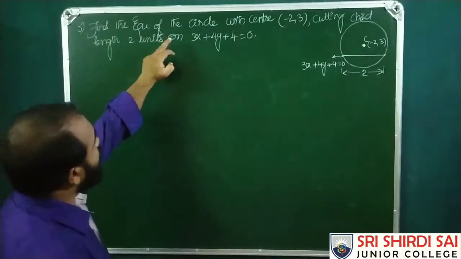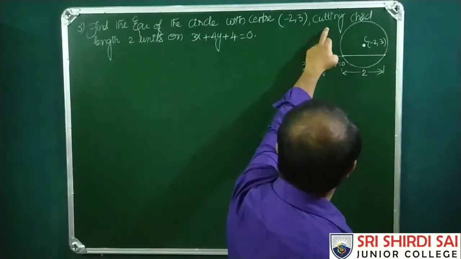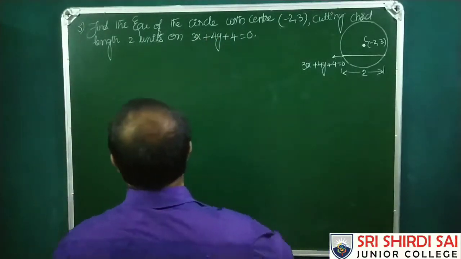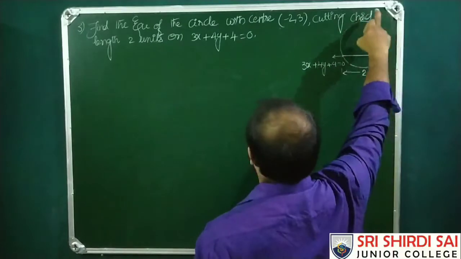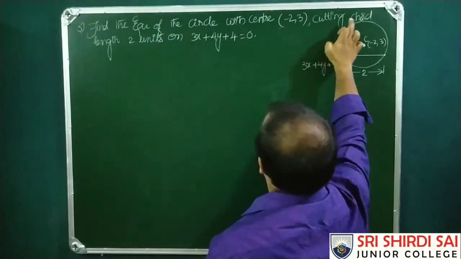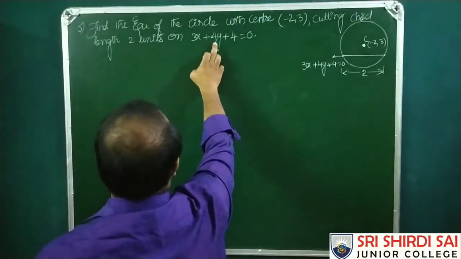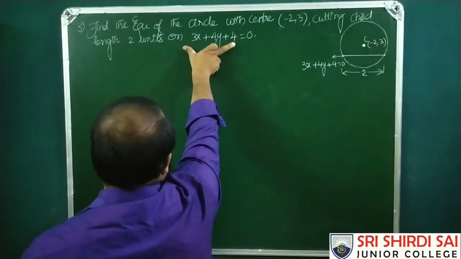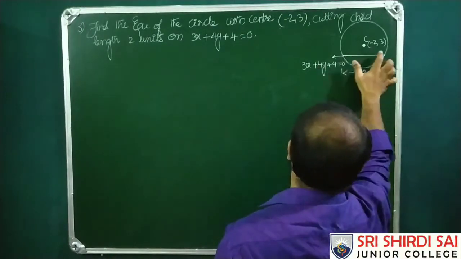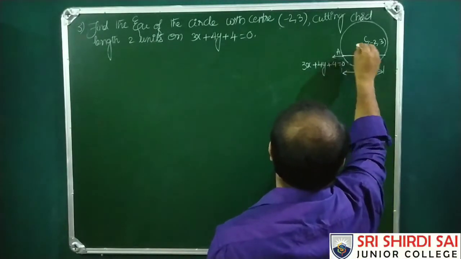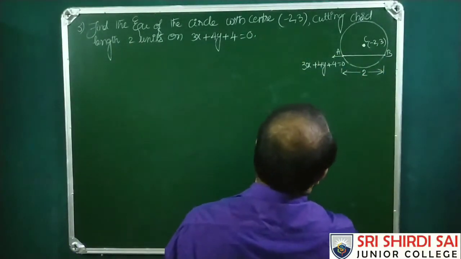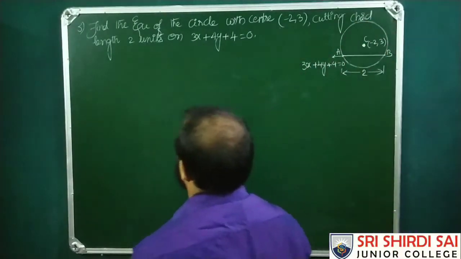The question is: find the equation of a circle with center (-2, 3), cutting a chord of length 2 units on the line 3x + 4y + 4 = 0. That means we need to find the equation of this circle. The center is given as C(-2, 3). The line 3x + 4y + 4 = 0 cuts this circle. Let us suppose that it cuts at A and B. So this chord length is given as 2 units. Then we need to find the equation of this circle.